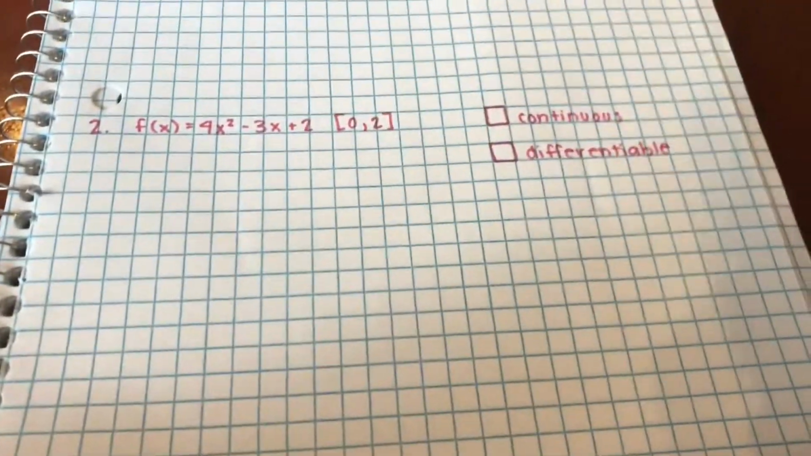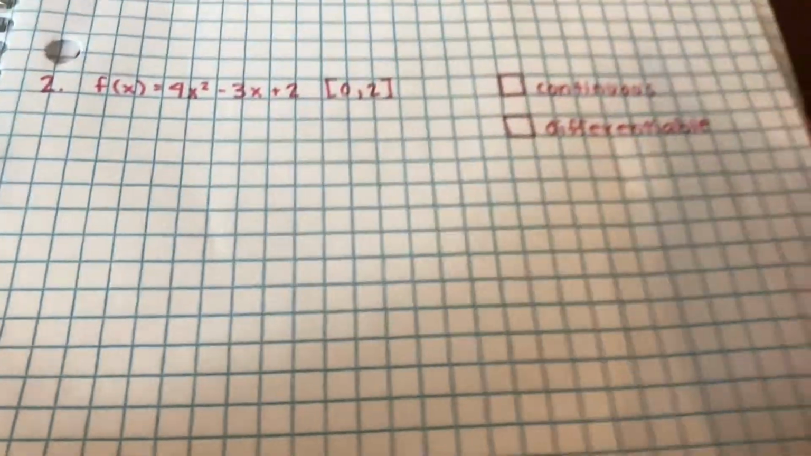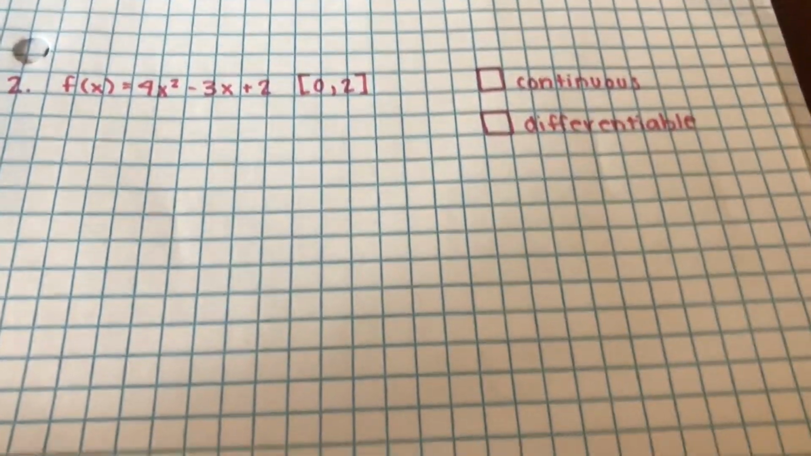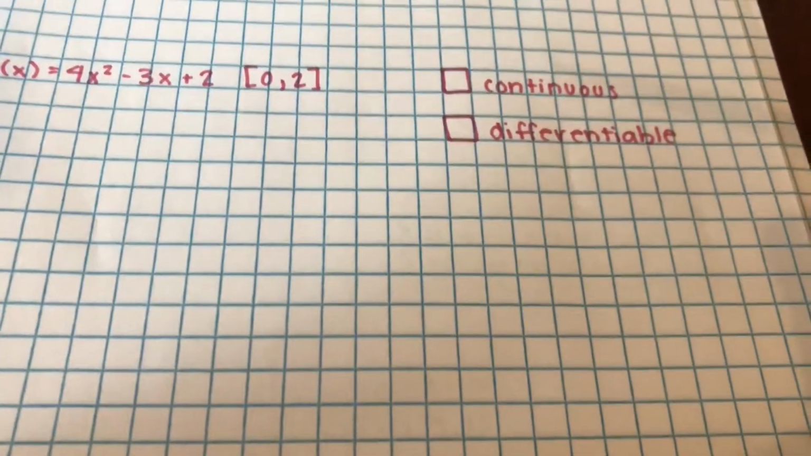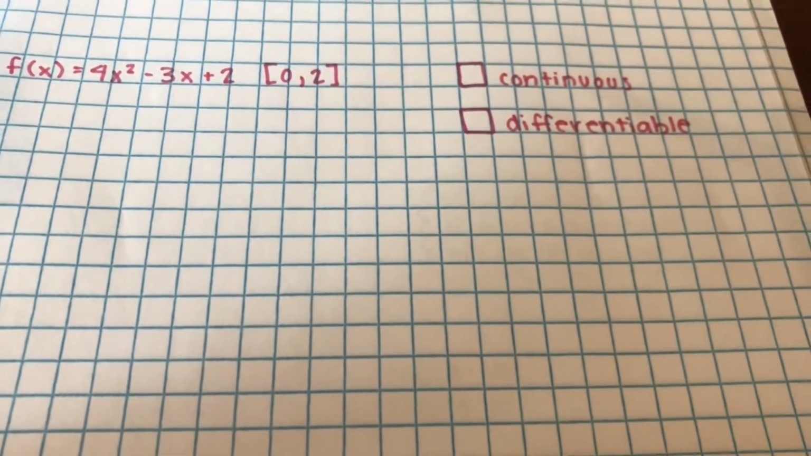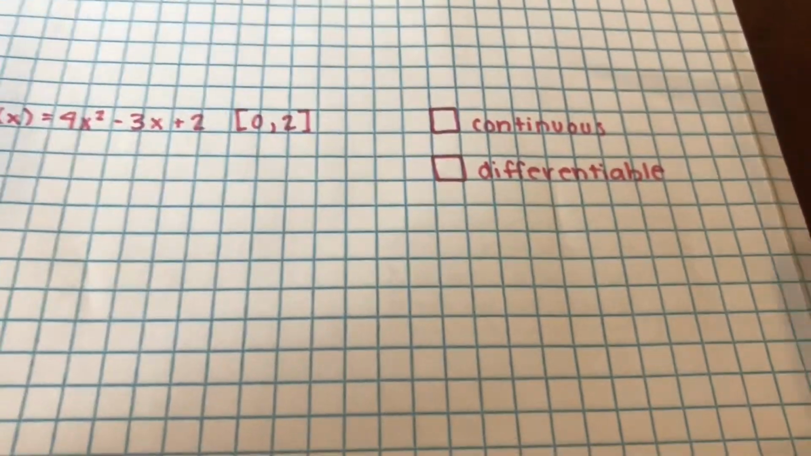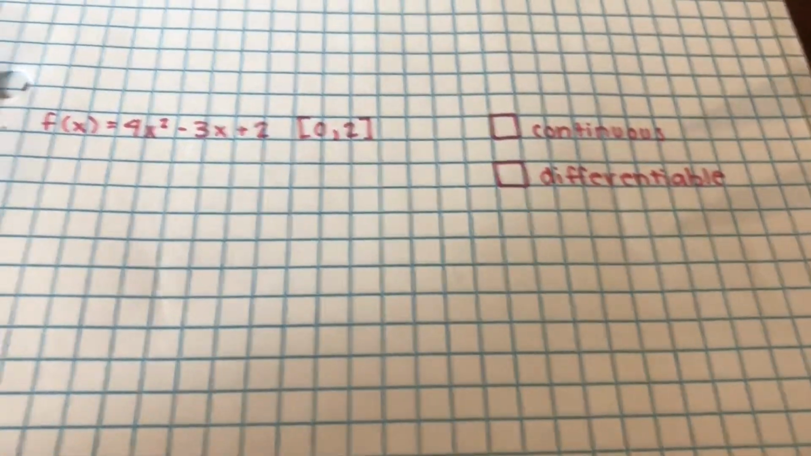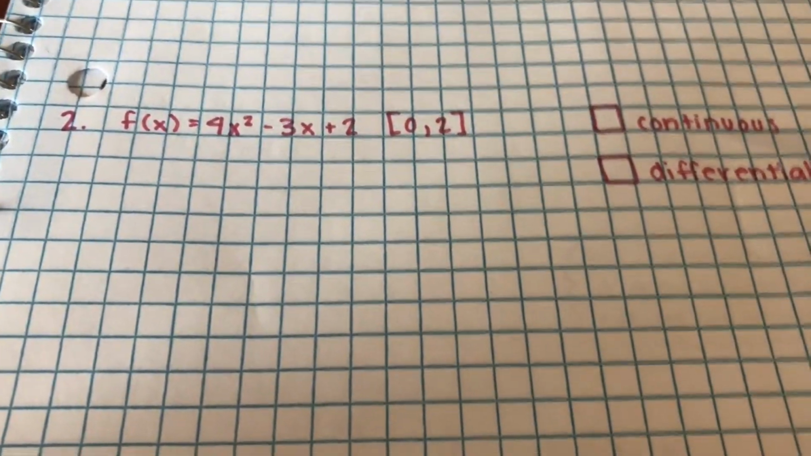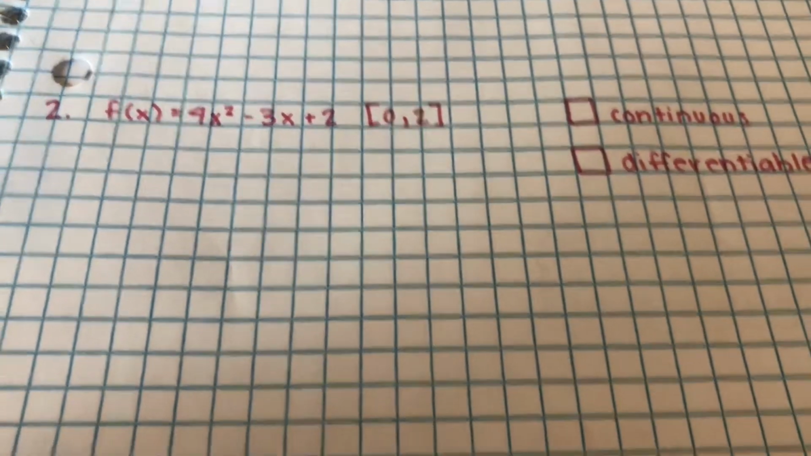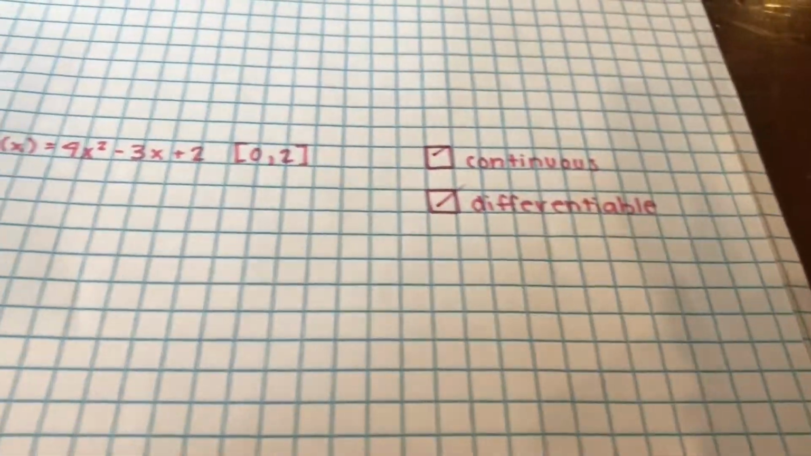The second theorem we're going to talk about is the mean value theorem. For this theorem, we also have 2 criteria that need to be met in order to use it. If these 2 criteria aren't met, then we can't use the mean value theorem. We need to know that our equation is continuous and differentiable. If we take a look at our equation, f of x equals 4x squared minus 3x plus 2. Since this is a polynomial, it's continuous and it's also differentiable.